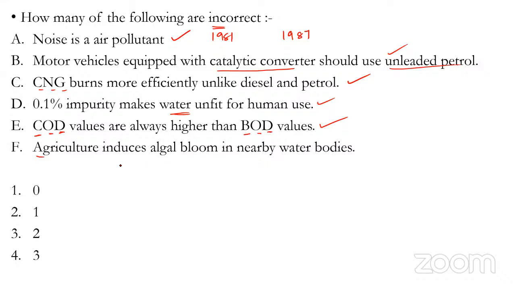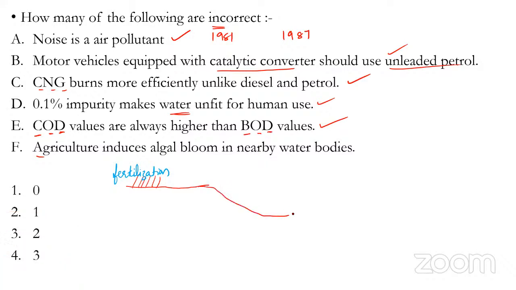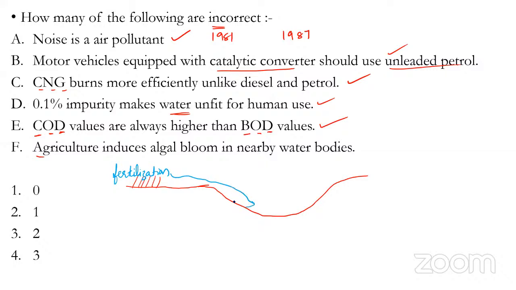Agriculture induces the algal bloom in the nearby water bodies. Of course, the reason for this is that if there is agricultural land somewhere over here, and a farmer uses too many fertilizers, those fertilizers, when it rains, will be leached. That's why they will be carried into the water bodies, and thereby the nutrients of the water bodies increase and lead to algal bloom.